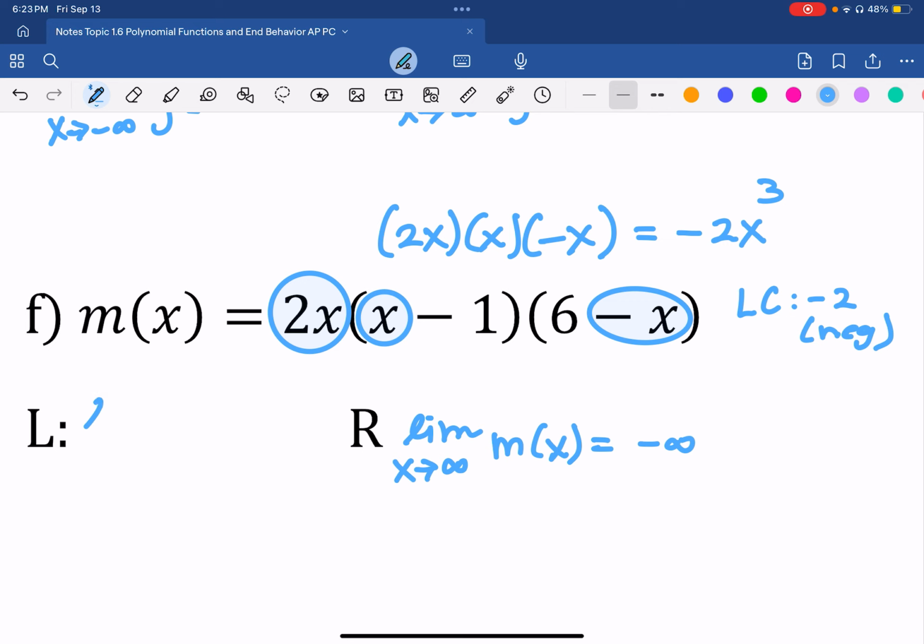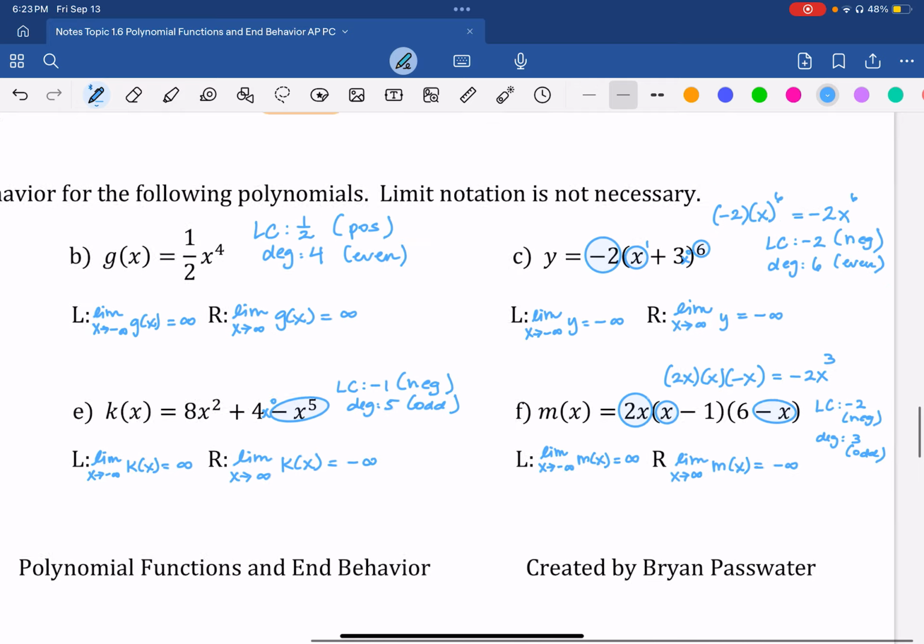For the left side, the limit as x approaches negative infinity of m(x) equals, and now let's look at the degree. The degree was 3, which is an odd number. So my left has to be opposite, so it'll go up to positive infinity. Okay, let me zoom out a little bit.